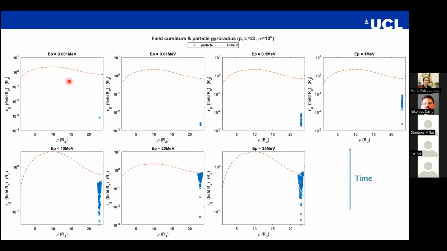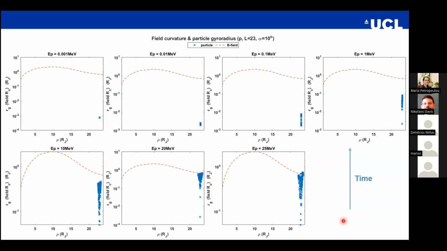Now, for the very cold cases, so protons with very low energies, you can see that the gyro radius of the particle, every time it crosses the magnetic equatorial plane, is the same. So in this case, the motion is adiabatic. The particle just bounces back and forth at the mirror points. If you increase the energy, you see that there are crosses appearing at higher values, which means that the gyro radius of the particle starts to increase with time. Every time the particle crosses the magnetic equator, its gyro radius increases, and so forth at larger energies, and at some point it becomes comparable to the local radius of curvature of the magnetic field line.